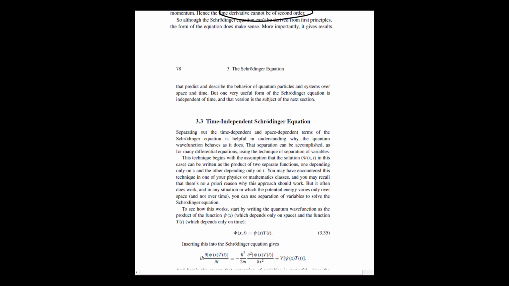So the bottom line is, we can't derive the Schrödinger equation from first principles, but its form does make some sense. Specifically, it allows us to predict and describe the behavior of quantum particles and systems. And a very useful form of that equation is the time-independent Schrödinger equation, which is the subject of the next section.